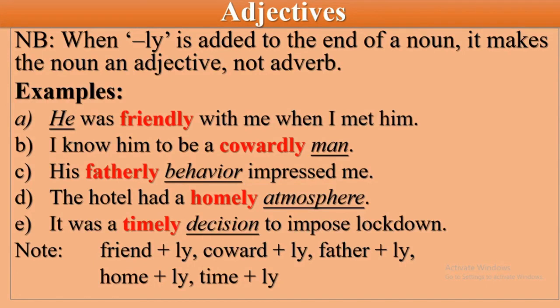Here, look at the example. The word friendly is formed by adding ly to the end of the noun friend. In the same way, cowardly, fatherly, homely, and timely are formed from the nouns coward, father, home, and time. Here at the end of all these 5 words, we have added an ly, at the end of some nouns. So these are actually adjectives, not adverbs.